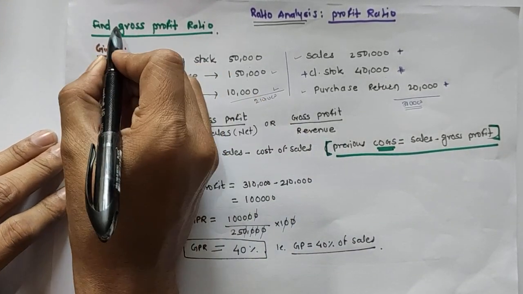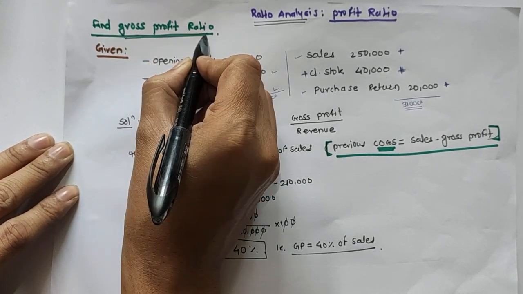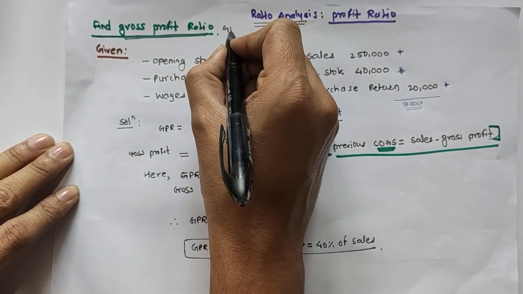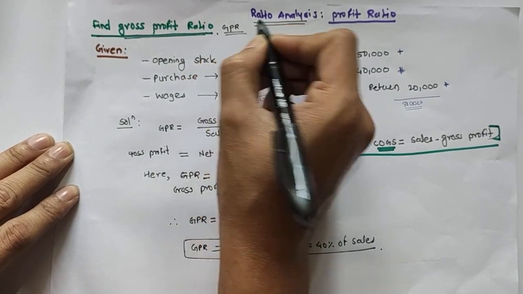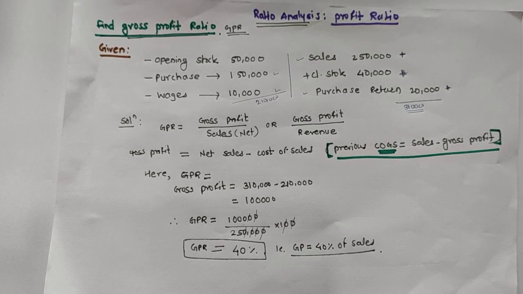Very first, they are saying we have to find the gross profit ratio. How to calculate the gross profit ratio? See here friends, how to calculate the gross profit ratio.